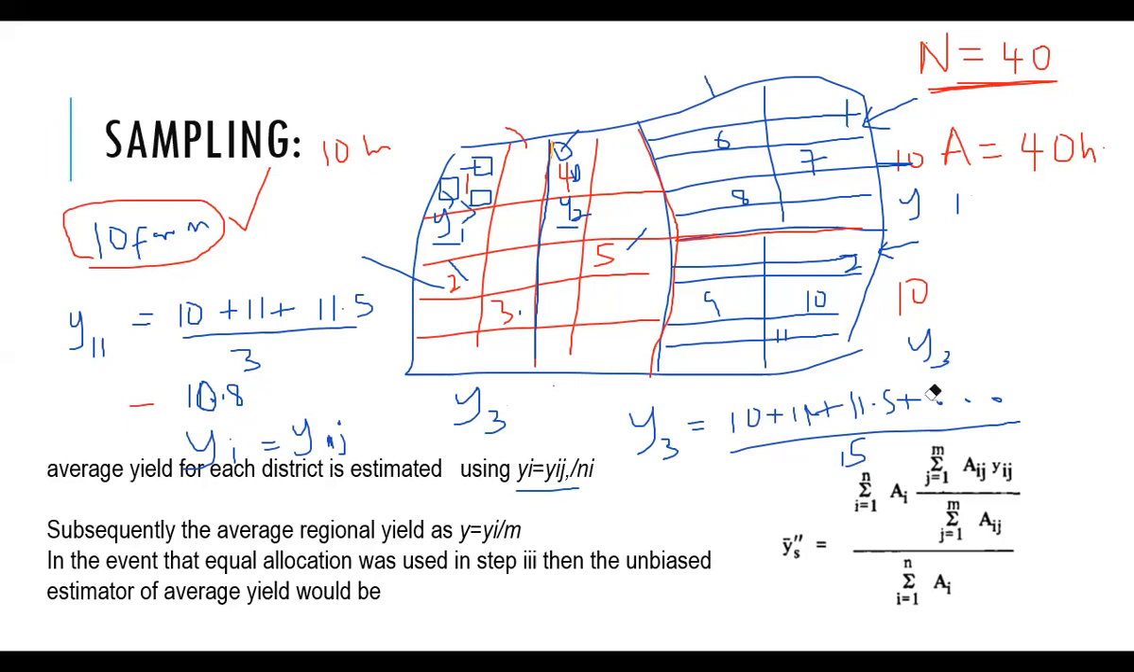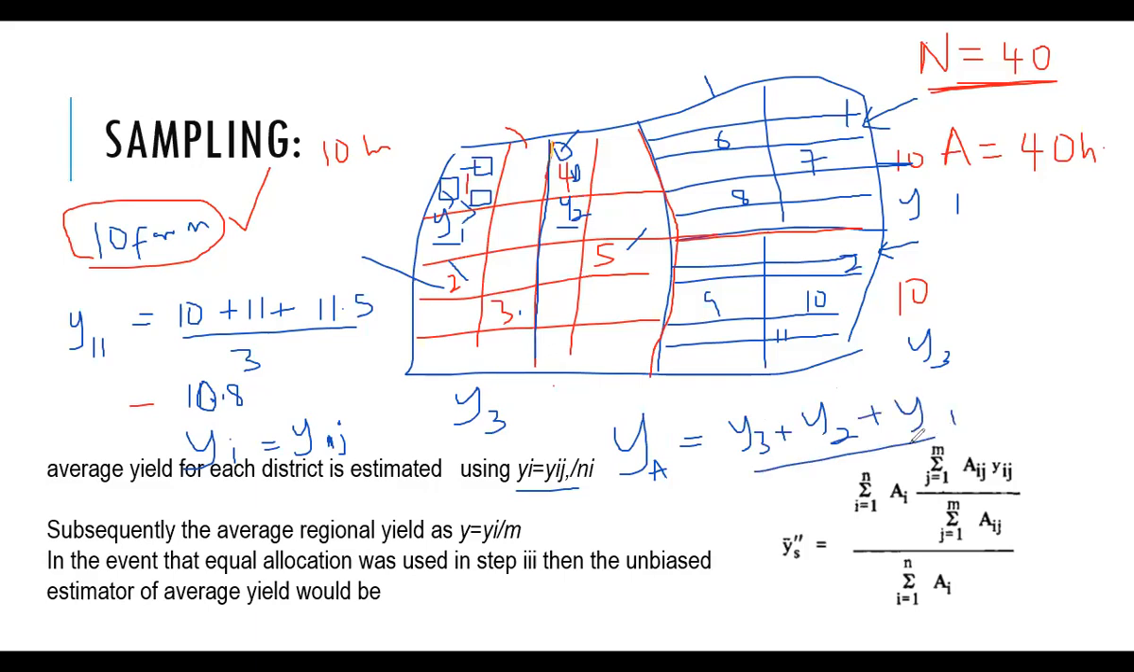We can find the mean for the entire region. So the mean for the entire region, let's say region A, is going to be your yield from the 3rd district, 2nd district, plus the yield for District 1, divided by 3. That will give you the average for that particular region.